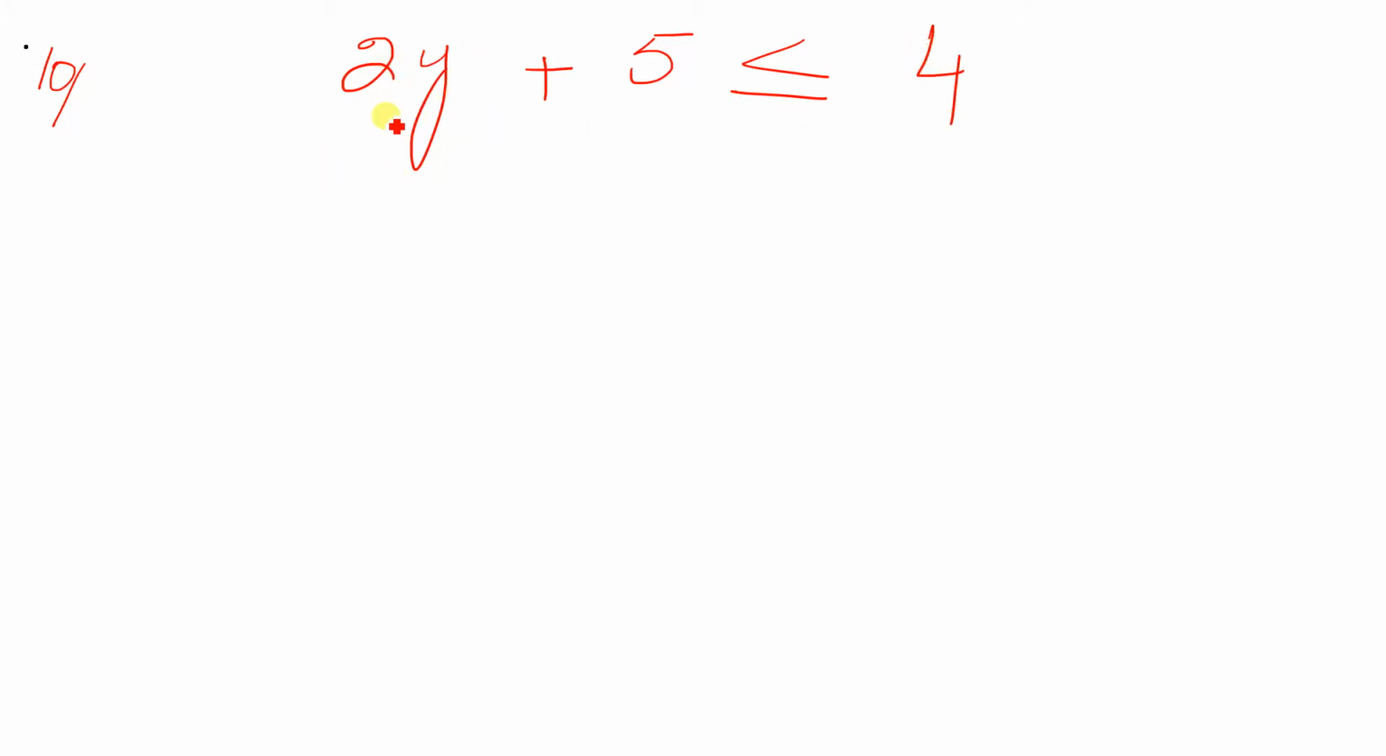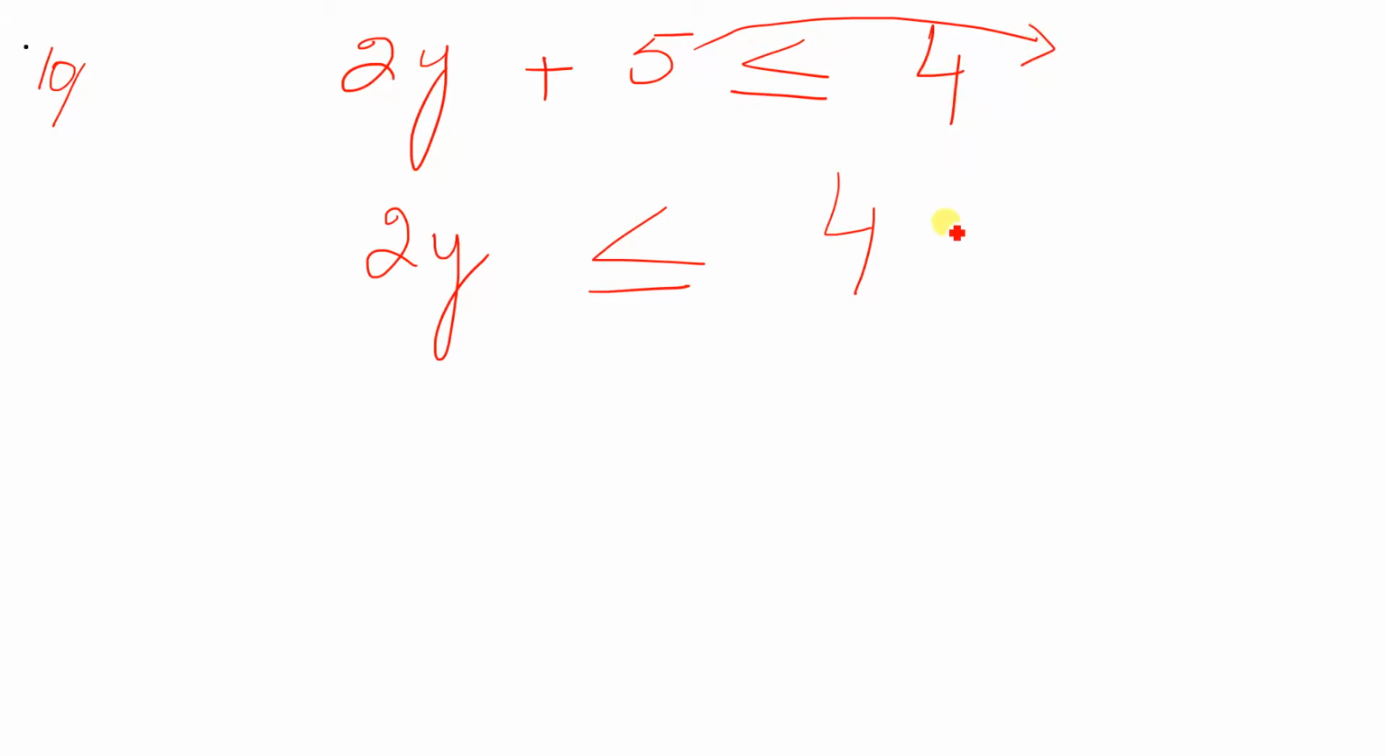See, we have one variable here, 2y, which will remain the same. This sign will remain the same, and 4 will remain the same on the right hand side. But this constant is on the left hand side with the variable, so we have to take the transpose, which means transfer it to the right hand side. The sign will change, now it will be -5. So 2y is less than or equal to -1.